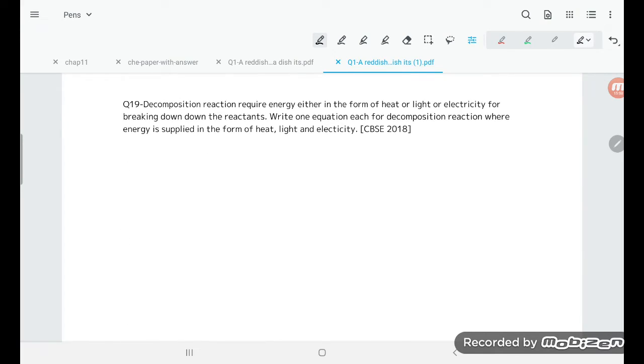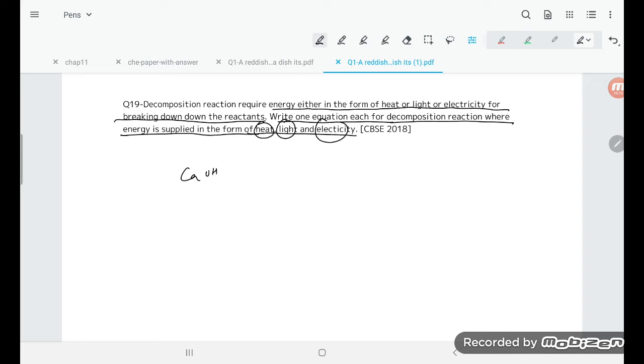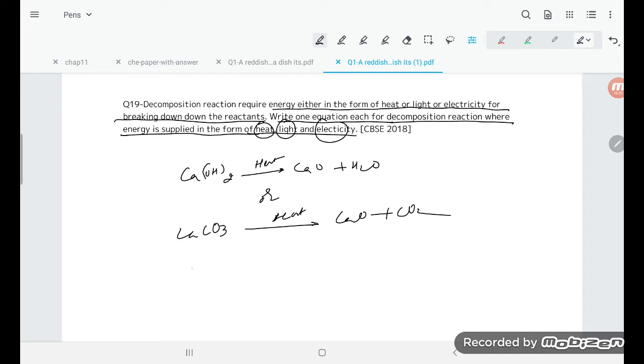Now question number 19. Decomposition reactions require energy in the form of heat, sunlight, or electricity for breaking down the reactant. Write the chemical reaction for each decomposition reaction where energy is supplied in the form of heat, light, electricity. First is heat, then light, then electricity. So calcium hydroxide I am taking, Ca(OH)2 gives CaO plus H2O. Here heat you have given. Or you can write CaCO3, heat is required, giving CaO plus CO2. This is the first equation.